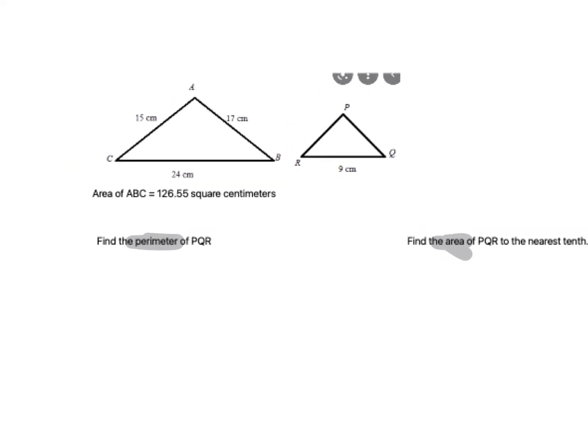The first question here, it says find the perimeter of PQR. So we're finding the perimeter of the small triangle, and the larger triangle has all the side lengths labeled, which means we can find the perimeter of that larger triangle by just adding up the lengths of the sides. So if we add 15, 17, and 24, we know that the perimeter of this one is 56 centimeters.